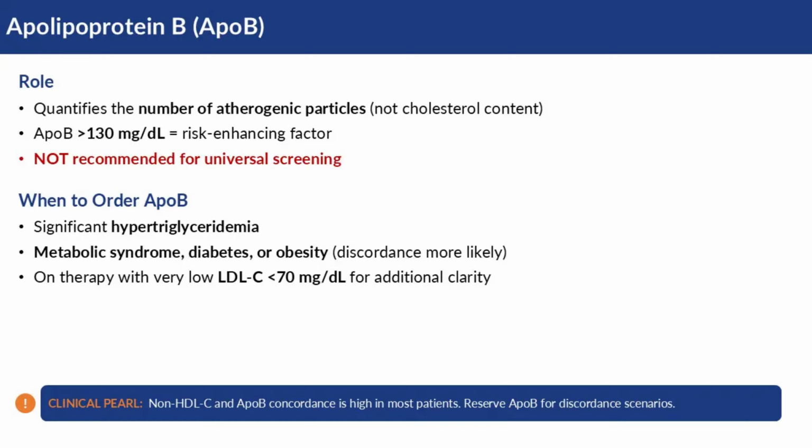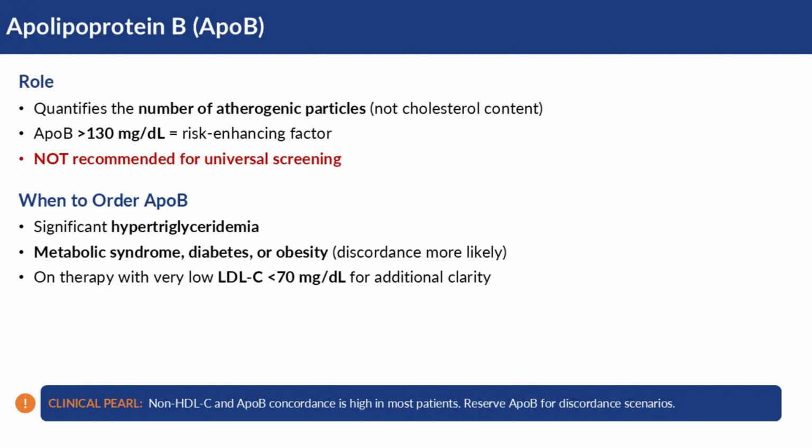Conversely, apolipoprotein B or ApoB testing is not recommended for universal screening, but should be reserved for specific clinical scenarios. ApoB quantifies the number of atherogenic particles, and an ApoB level greater than 130 milligrams per deciliter is commonly recognized as a risk-enhancing factor. However, widespread implementation of ApoB testing is currently considered premature, potentially creating unnecessary hurdles in care. The concordance between non-HDL-C and ApoB is typically very high in most patients.